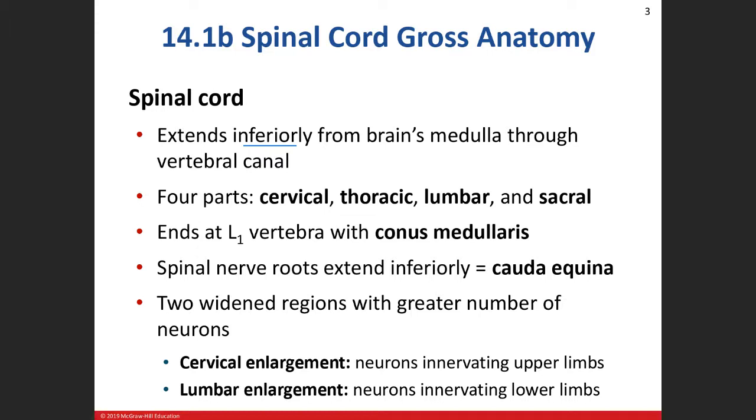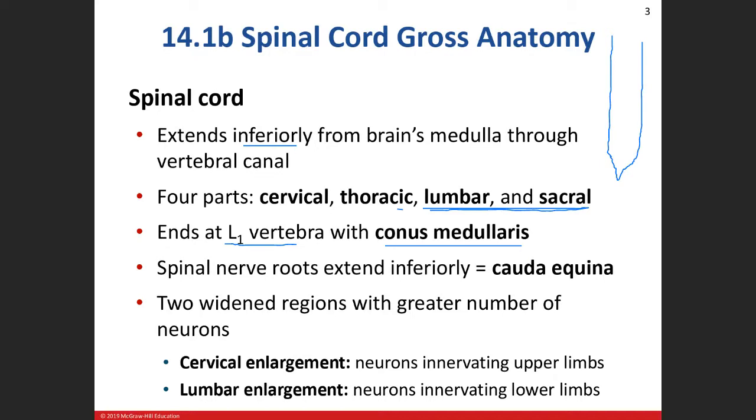So the 4 regions of the spinal cord are going to be located close to where you would see them in the vertebral column, except when we get towards the inferior portion. The lumbar and the sacral region are going to be a little bit different. I'll explain what I mean by that. But the spinal cord proper, the actual cord portion, tapers off and ends at a point. It's called the conus medullaris, and that ends at the L1 vertebra.